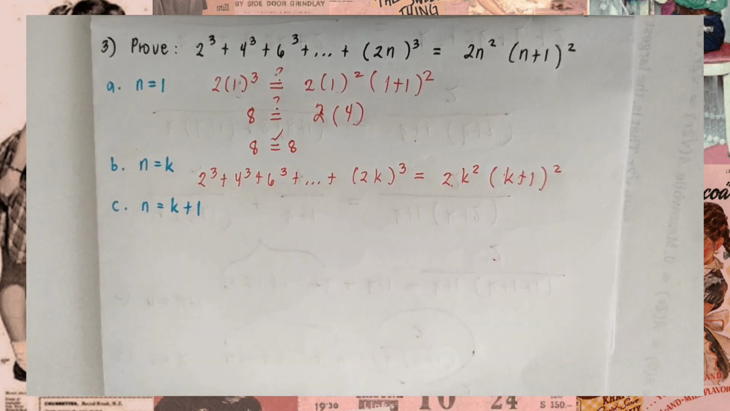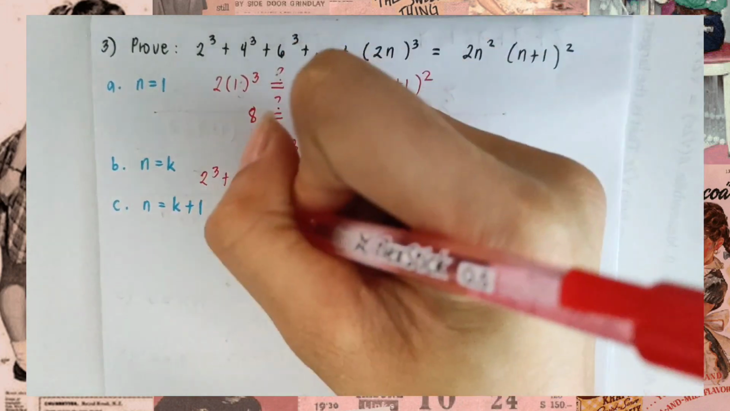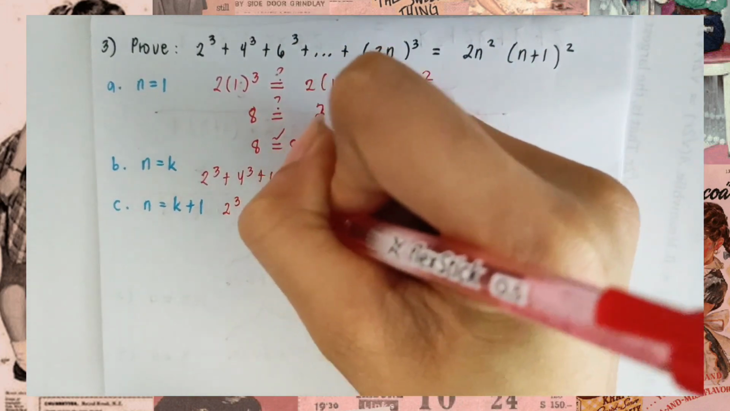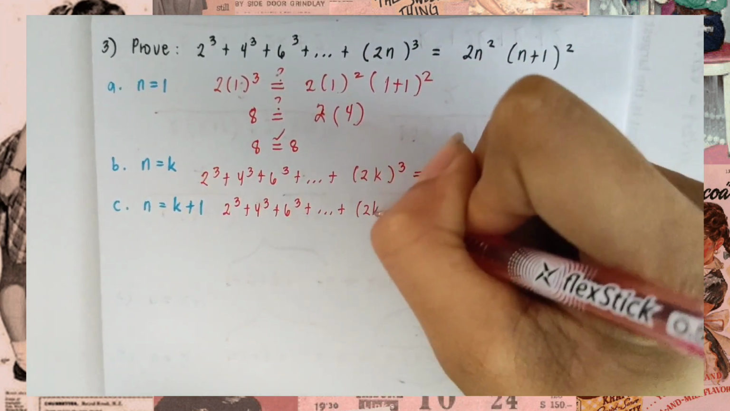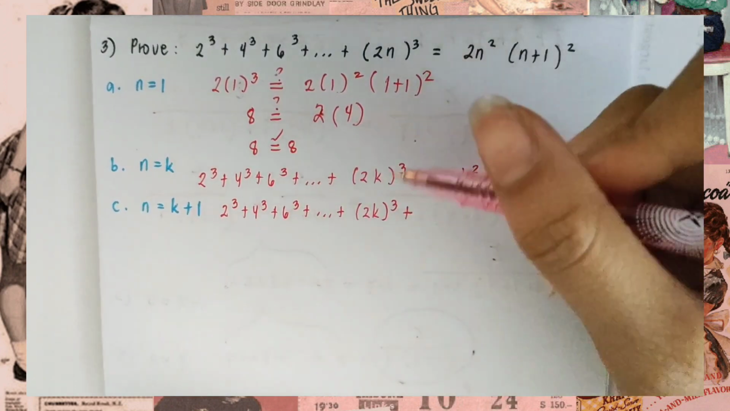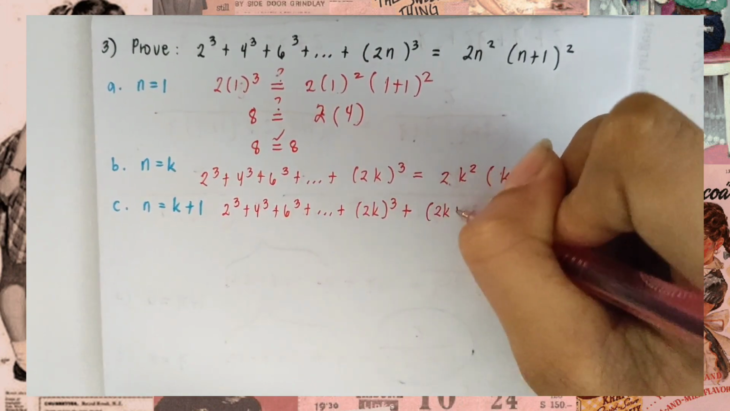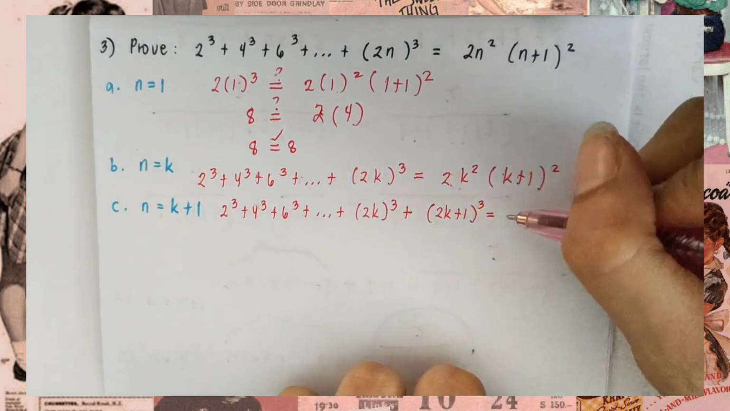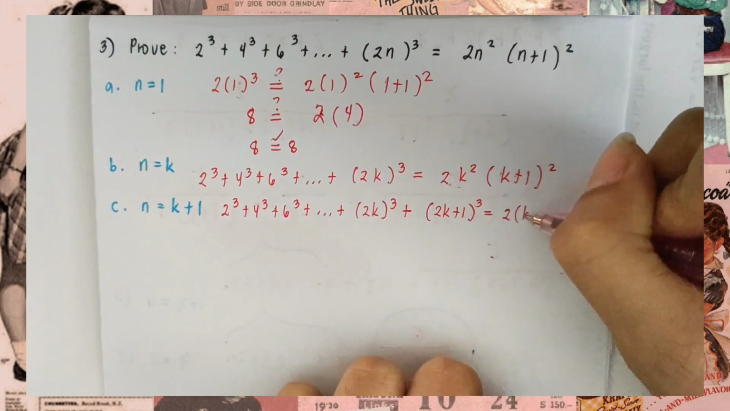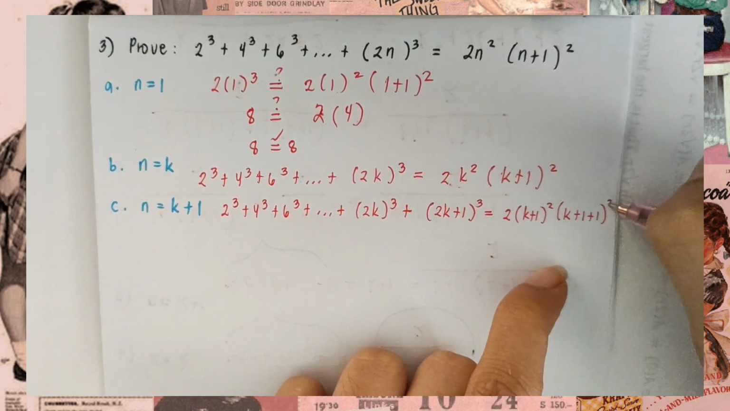For our induction, change all your n with k plus 1. So we have here, copy this one first. 2 cubed plus 4 cubed plus 6 cubed plus ... plus 2k cubed plus, this will now be changed with k plus 1. So we have 2 times k plus 1 cubed equals, all the k here will be k plus 1. 2 times k plus 1 squared times k plus 1 plus 1 squared.